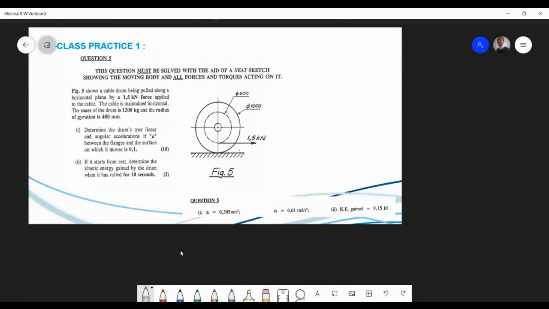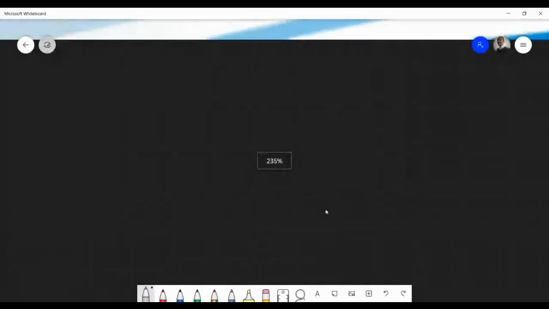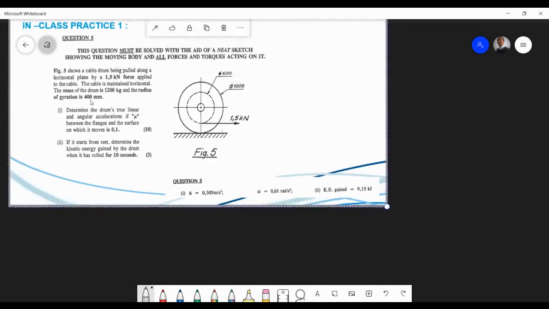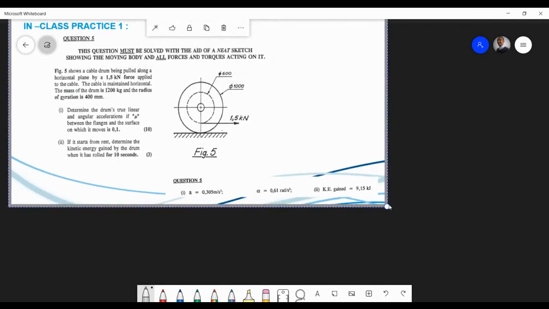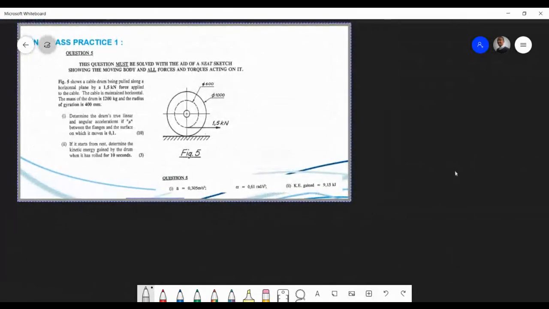But now, let's open my book here. So, like I said, again, the first stage of our problem is to check whether it's rolling or slipping.